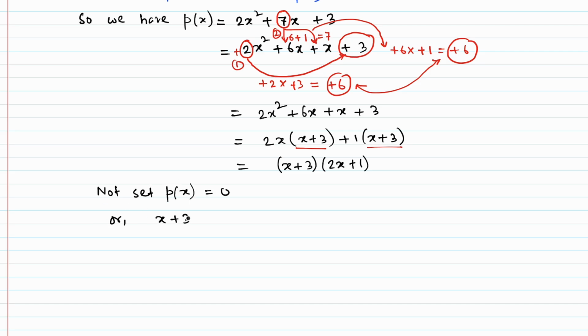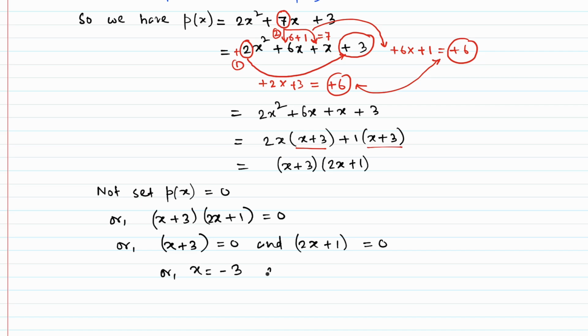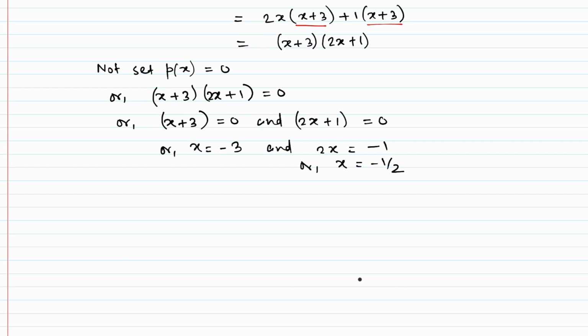Now we set p(x) equal to 0. It will be very easy. We have already solved this kind of problem. Solving for x, we find x equal to minus 3 and x equal to minus half. So minus 3 and minus half are the zeros of this polynomial.